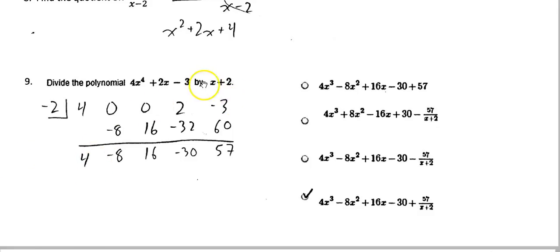So my polynomial, after dividing by x plus 2, is 4x cubed minus 8x squared plus 16x minus 30. And then for the remainder, they may just say remainder of 57, or they may put the remainder over whatever you were dividing by, which in this case was x plus 2.